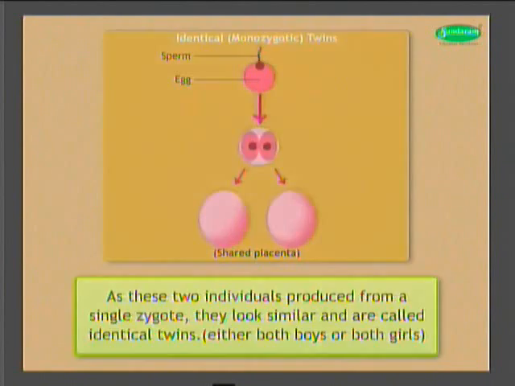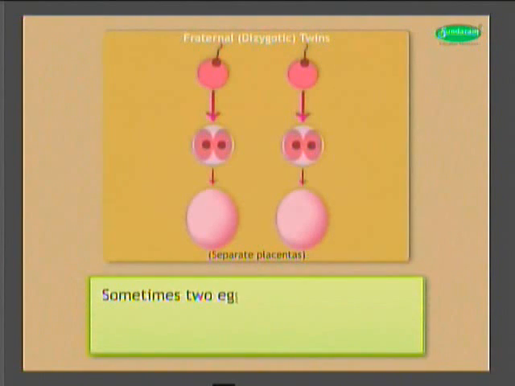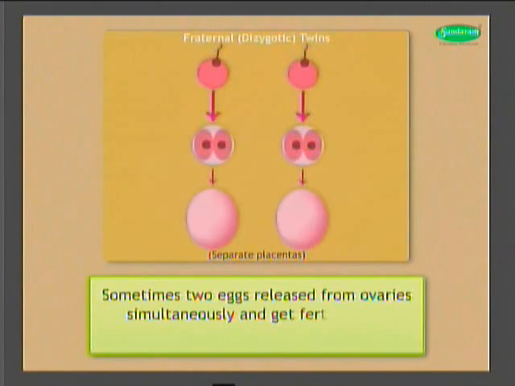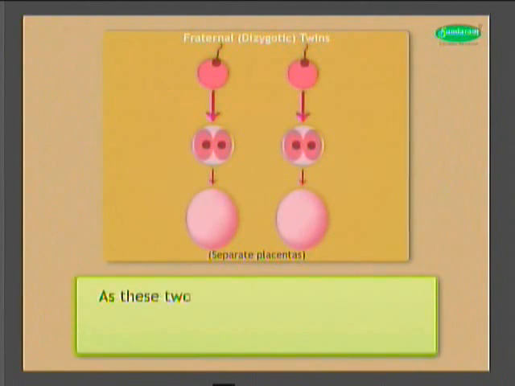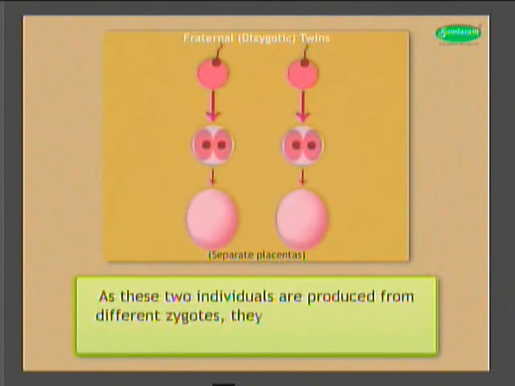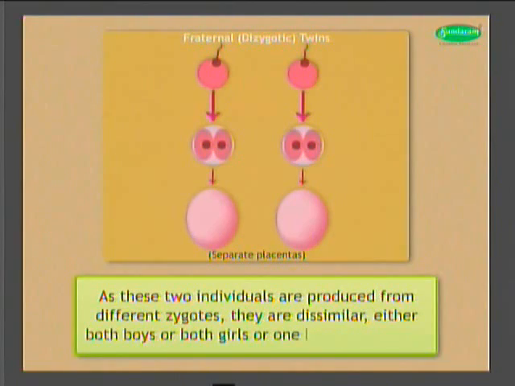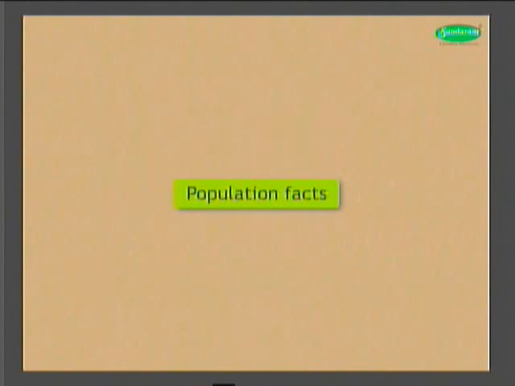boys or both girls. Sometimes 2 eggs are released from ovaries simultaneously and get fertilized to produce 2 individuals. As these 2 individuals are produced from different zygotes, they are dissimilar, either both boys or both girls, or one boy and one girl.